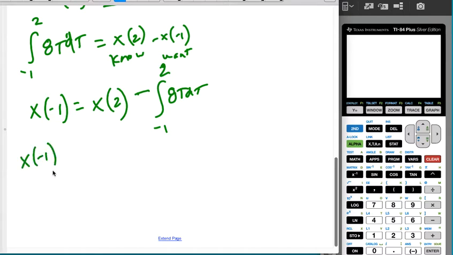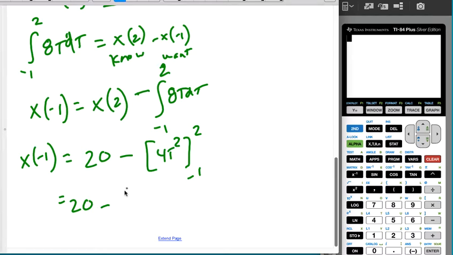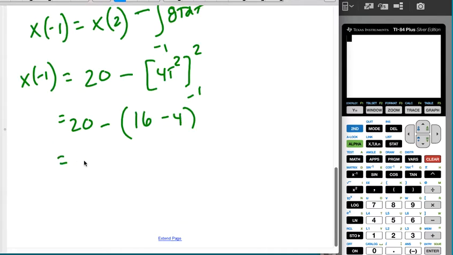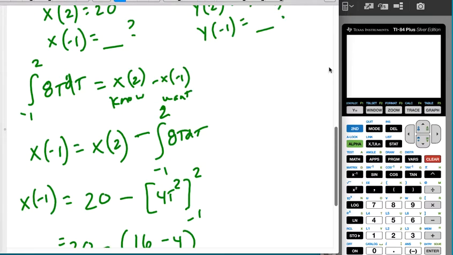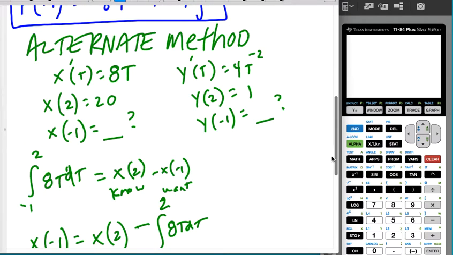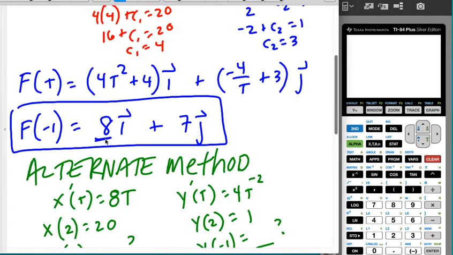So my x of negative 1 would be the 20 I have minus a 4t squared evaluated from negative 1 to 2. So this is a 20 minus, in parentheses, this will be a 16, right, minus a 4. So I get that this is a 20 minus 12, which means I get that this is an 8, right? So that's the x direction. And then I could do the same thing, and you'll see in a sec that I get an 8 at the top too. So there's my x direction, see how I got an 8.